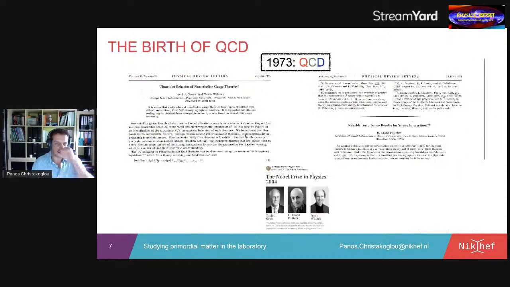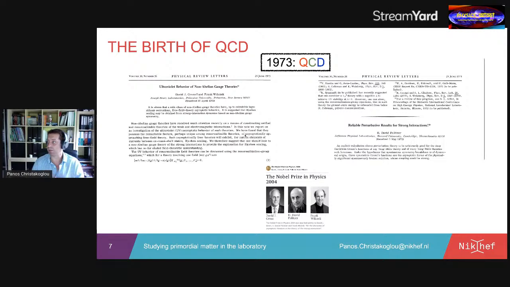Okay, that said, one of the 3 pillars of the standard model is QCD, quantum chromodynamics. It's the theory that describes the strong interactions. It describes how the fundamental building blocks of ordinary matter, the quarks and the gluons, interact with each other. And the birth of QCD is dated back to 1973.